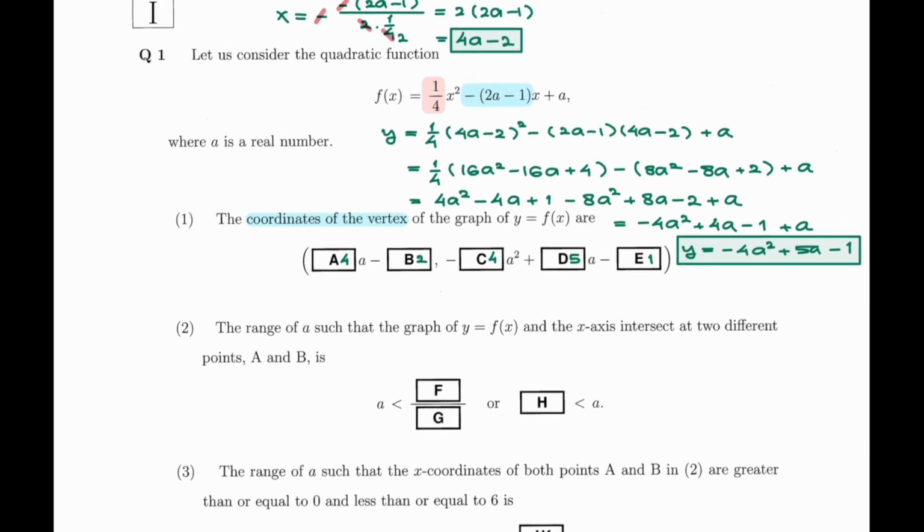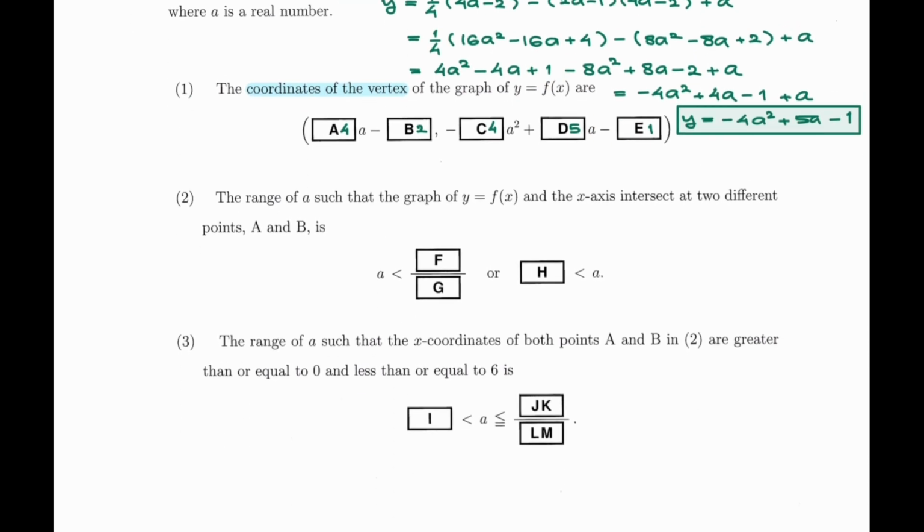And then for the next question, we want to find the range of a such that the graph and the x-axis intersect at two different points, which are A and B. If you have a quadratic function and your quadratic function cuts the x-axis at two different points, that means the discriminant must be greater than 0.